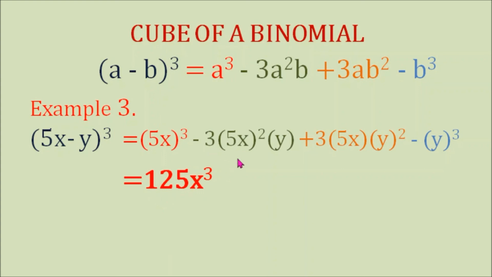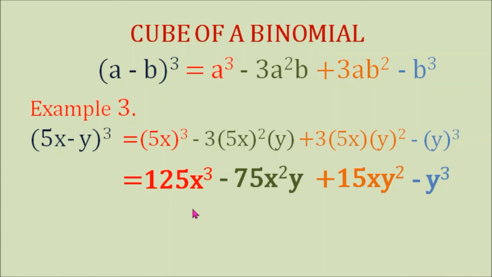Then for our second term, we have the quantity 5x squared means 25x squared, and then times -3, that's -75x squared times y, so that's -75x squared y. Then for our third term, we have 3 times 5x, that's 15x, times y squared is 15xy squared, and our last term minus the cube of y. So this is our answer: 125x cubed minus 75x squared y plus 15xy squared minus y cubed.